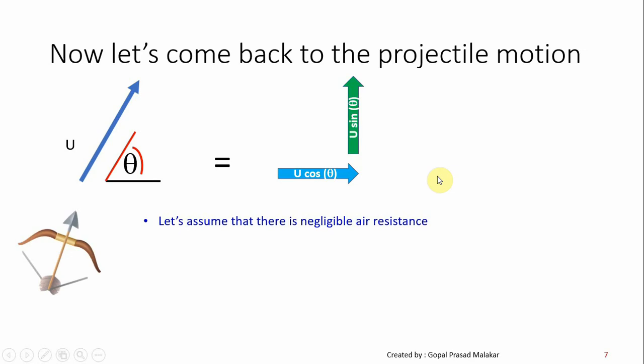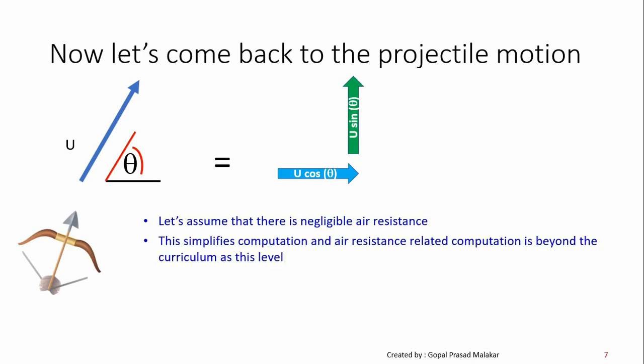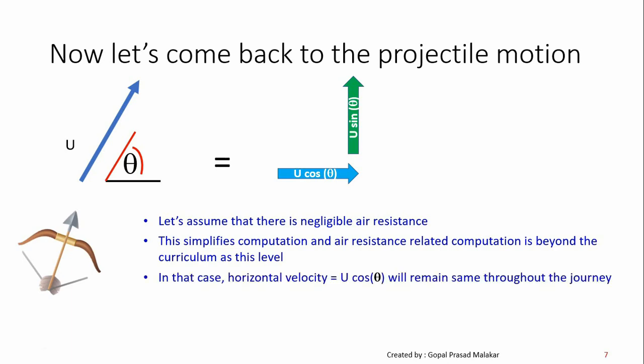In fact, there is air resistance and that calculation comes into the picture, but that's beyond the curriculum of this particular level. So assume there is no air resistance. In that case, the horizontal component of the velocity will remain the same. It is u cos theta, and it will remain so even after 1 second or after t seconds. It is u cos theta all through.